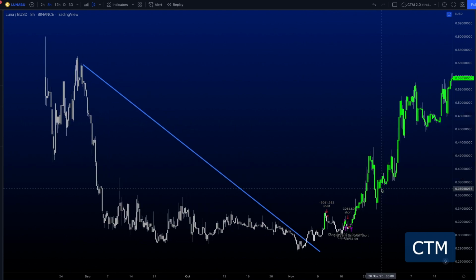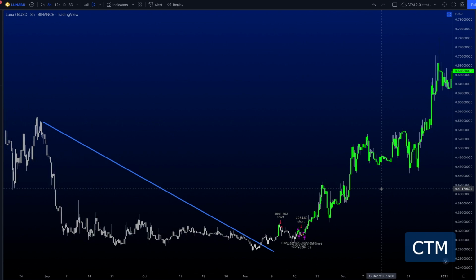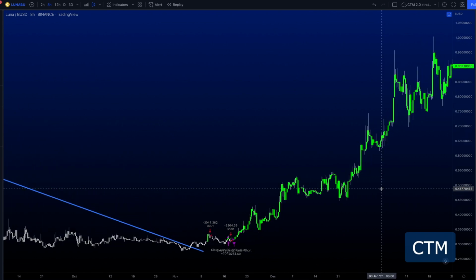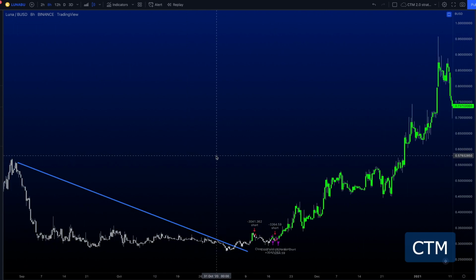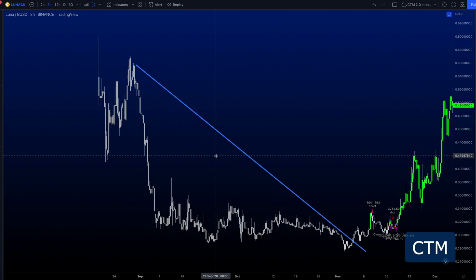I'm just going to go ahead and start moving forward into the future. And if you remember what was going on in late 2020, I don't know how many people's radar Luna was on, but this is just an example because I want to talk about the fall, the collapse of Luna, and how CTM 2.0 would have reacted, and the whole time in between from here until there as well.